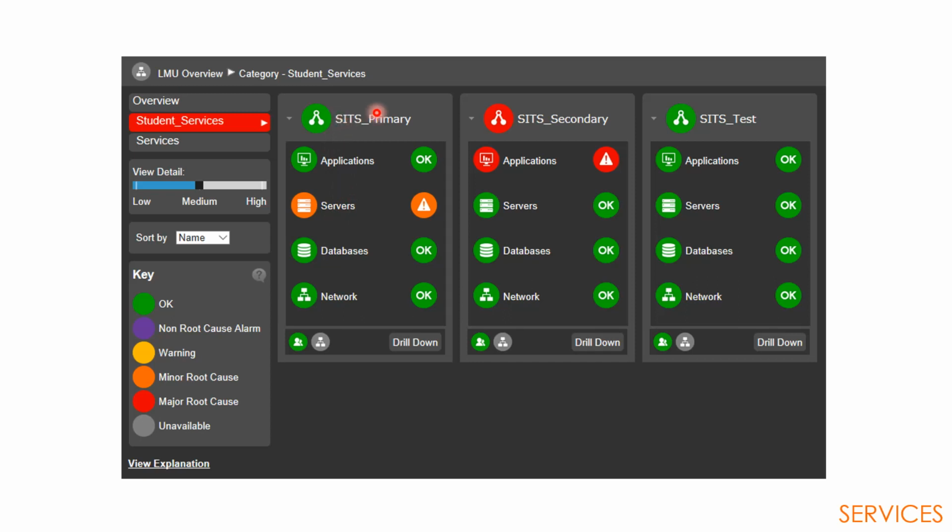On the other hand, it's obvious that the SITS secondary service does have a service affecting issue because of the red major root cause alarm status. Looking below the SITS secondary, it's easy to see that the root cause of the issue is the application's IT domain because of its red major root cause alarm status. I'm now going to drill down to investigate the major root cause issue of the SITS secondary application's IT domain.